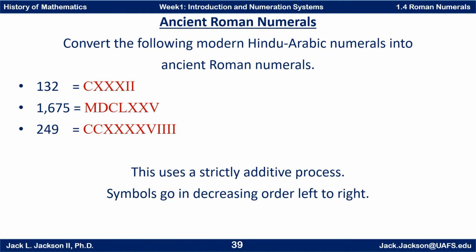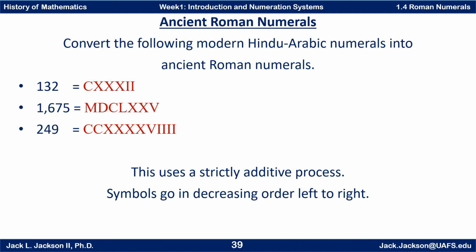1675 makes use of the groupings in fives as well. The 1000 is an M. The 6 groups of 100 are further grouped as one group of 500, a D, and the remaining one group of 100, the C. So that's DC. Similarly, the 7 groups of 10s are represented as one group of 50, L, and 2 groups of 10, XX. Finally, there are 5 units, which is represented by V. So 1675 is MDCLXXV.